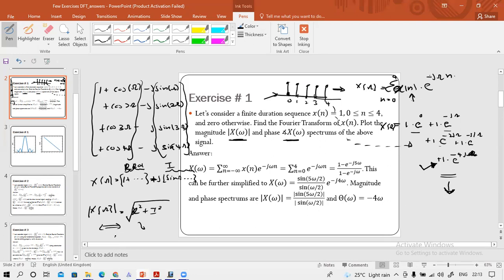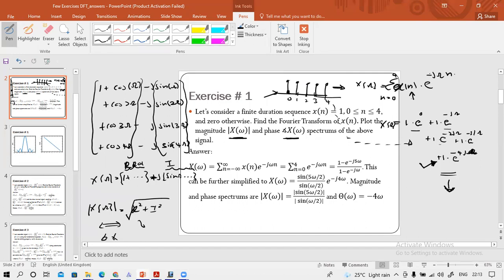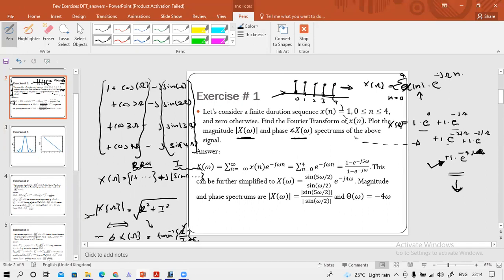And the phase plot: phase of X(omega) is tan inverse of imaginary part by real part. So you have the real part and the imaginary part, and you can find both expressions easily. If you find the expression, I hope you can get the full marks, because it is somewhat hard to draw.